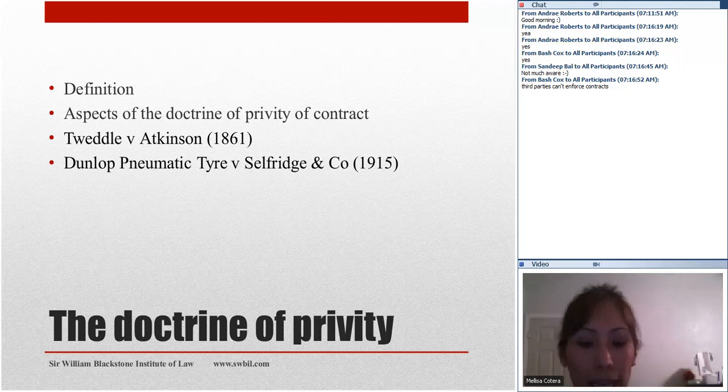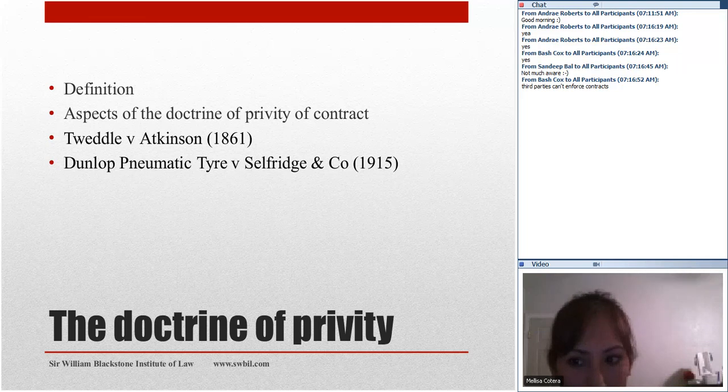At first, at trial, the judge found in favor of Dunlop, but on appeal, the damages and the injunction were reversed, saying that Selfridge was not a principal or an agent and was not bound. The issue put to the court was whether Dunlop could get damages from Selfridge without a contractual relationship. Okay? One of the judges based his argument on three fundamental principles of law.